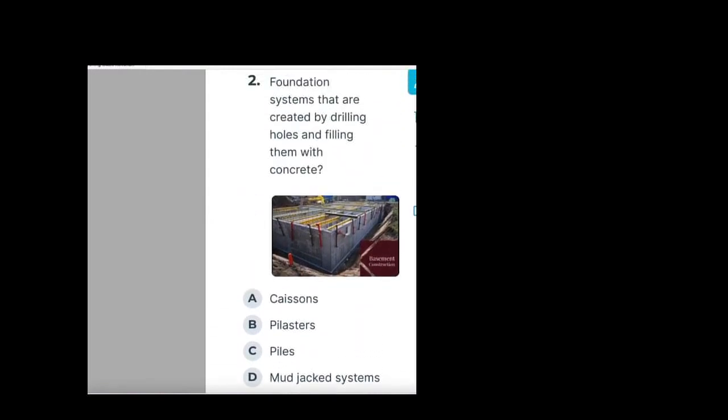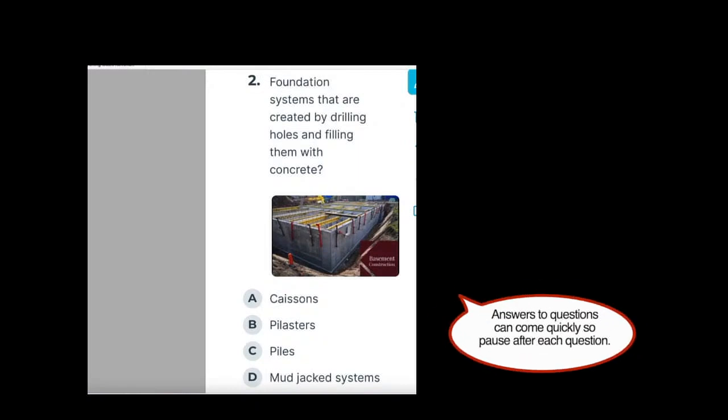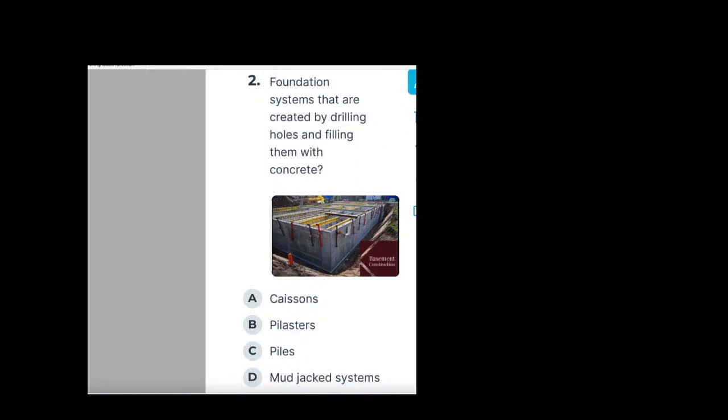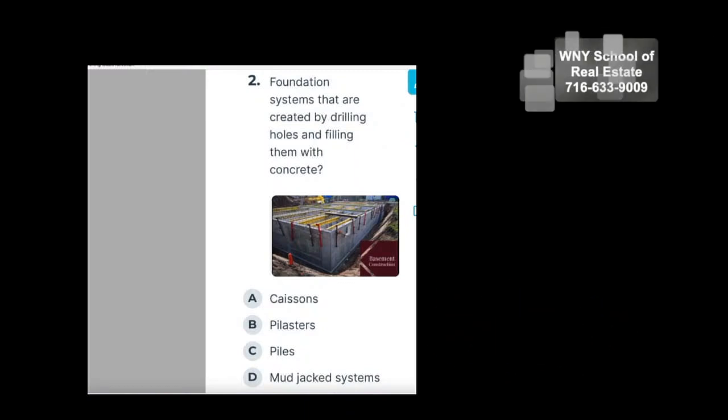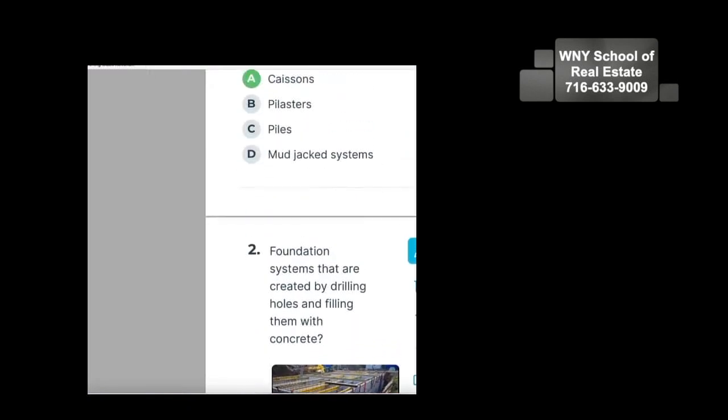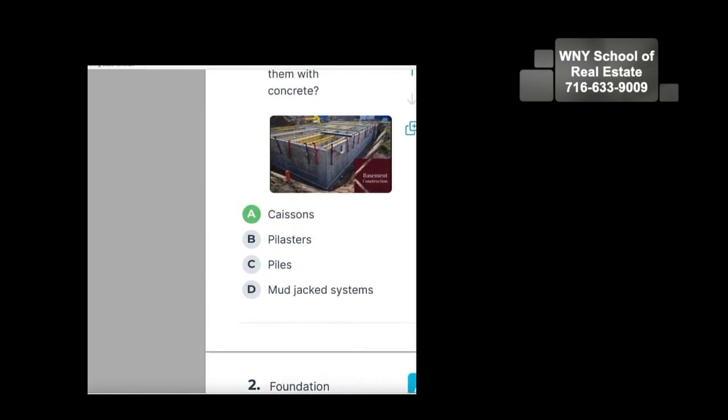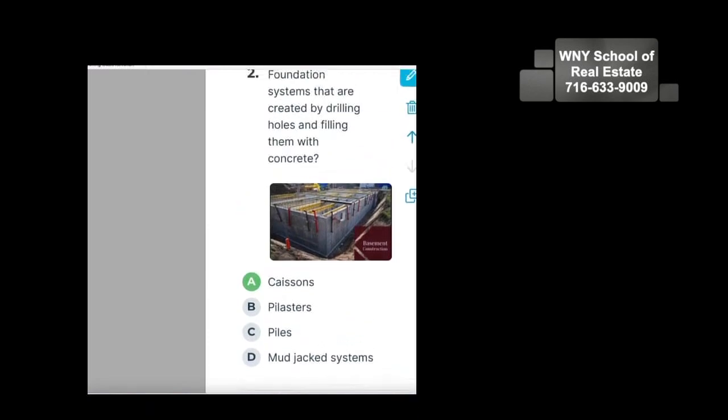So foundation systems that are created by drilling holes and filling them with concrete. It's a choice A, B, C, or D. Caissons is A, B is pilasters, C is piles, and D is mud-jacked systems. Caissons is indeed the correct answer.